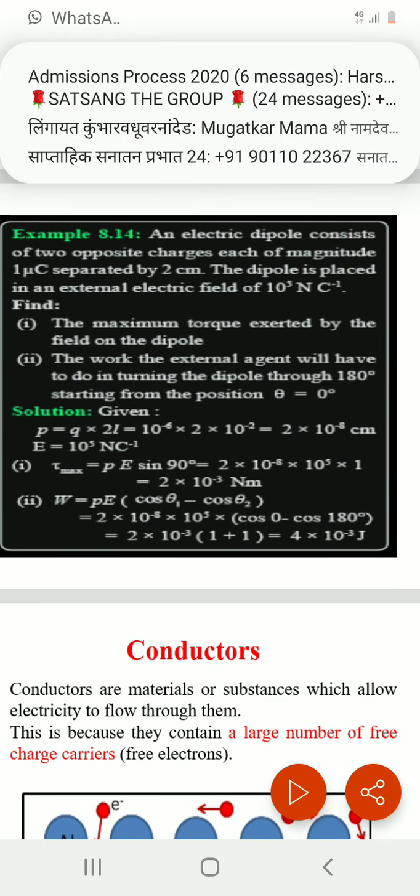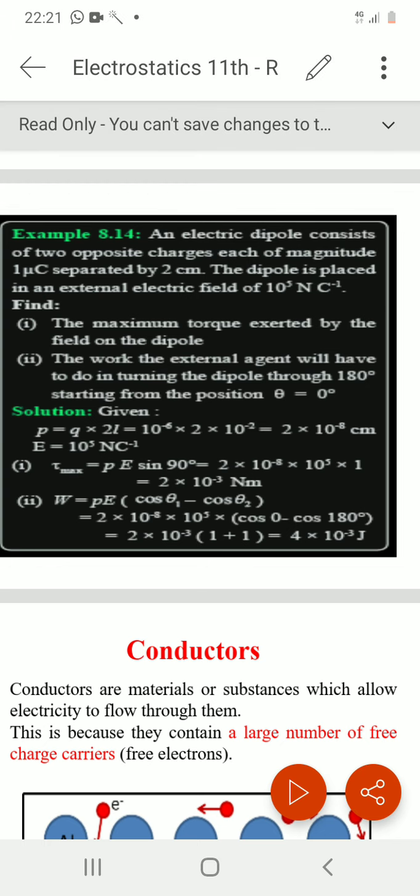Now let us consider example 8.14. An electric dipole consists of two opposite charges, each of magnitude 1 microcoulomb, separated by 2 cm. The dipole is placed in an external electric field of 10 raised to 5 Newton per coulomb. Find, first, the maximum torque exerted by the field on the dipole. Second, the work the external agent will have to do in turning the dipole through 180 degrees starting from the position theta is equal to 0 degrees.